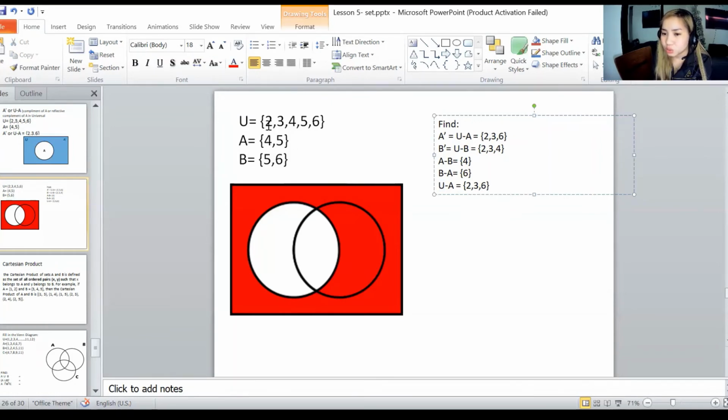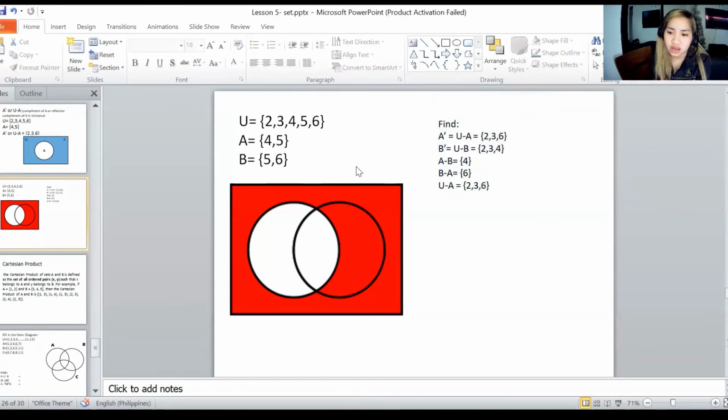So, yung 2 po natin wala kay A, kaya nandiyan siya. Yung 3 natin wala rin kay A, kaya nandito siya. Yung 4 natin meron kay A, kaya wala siya dyan. Yung 5 natin meron kay A, kaya wala siya. Yung 6 natin wala kay A, kaya kasama siya sa final answer. So, ayan po yung complement natin.